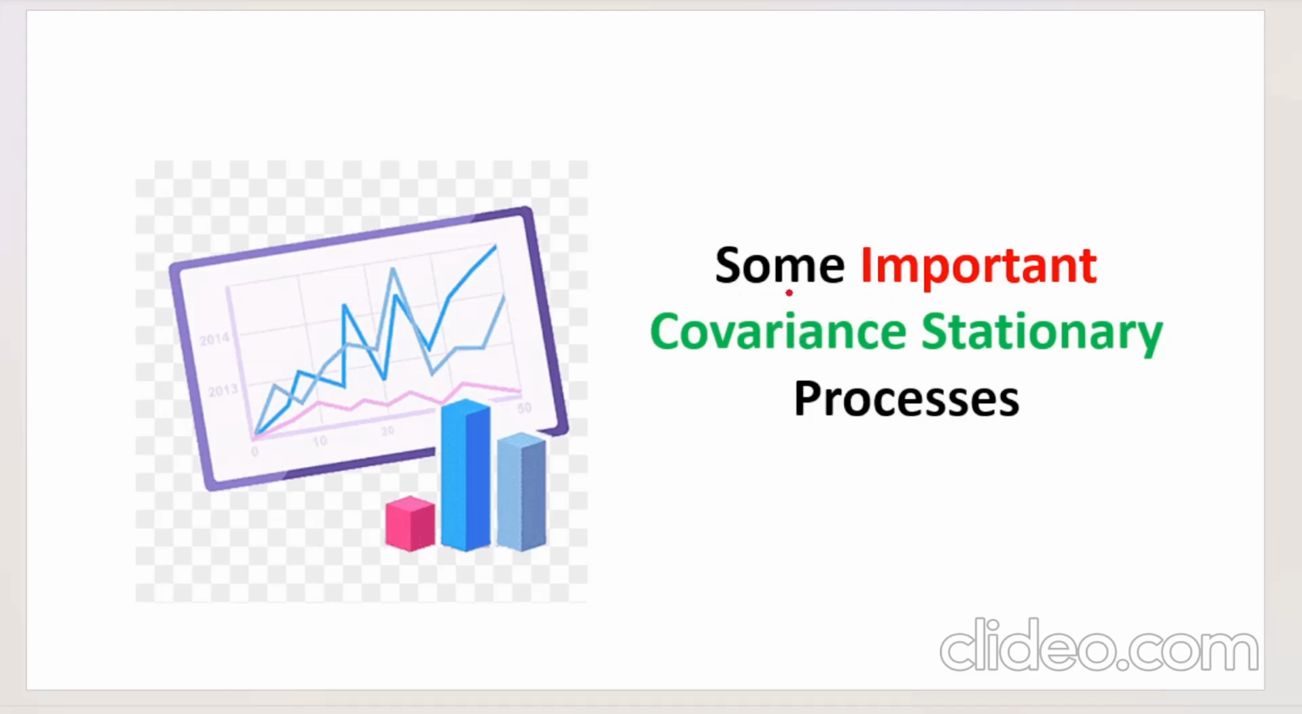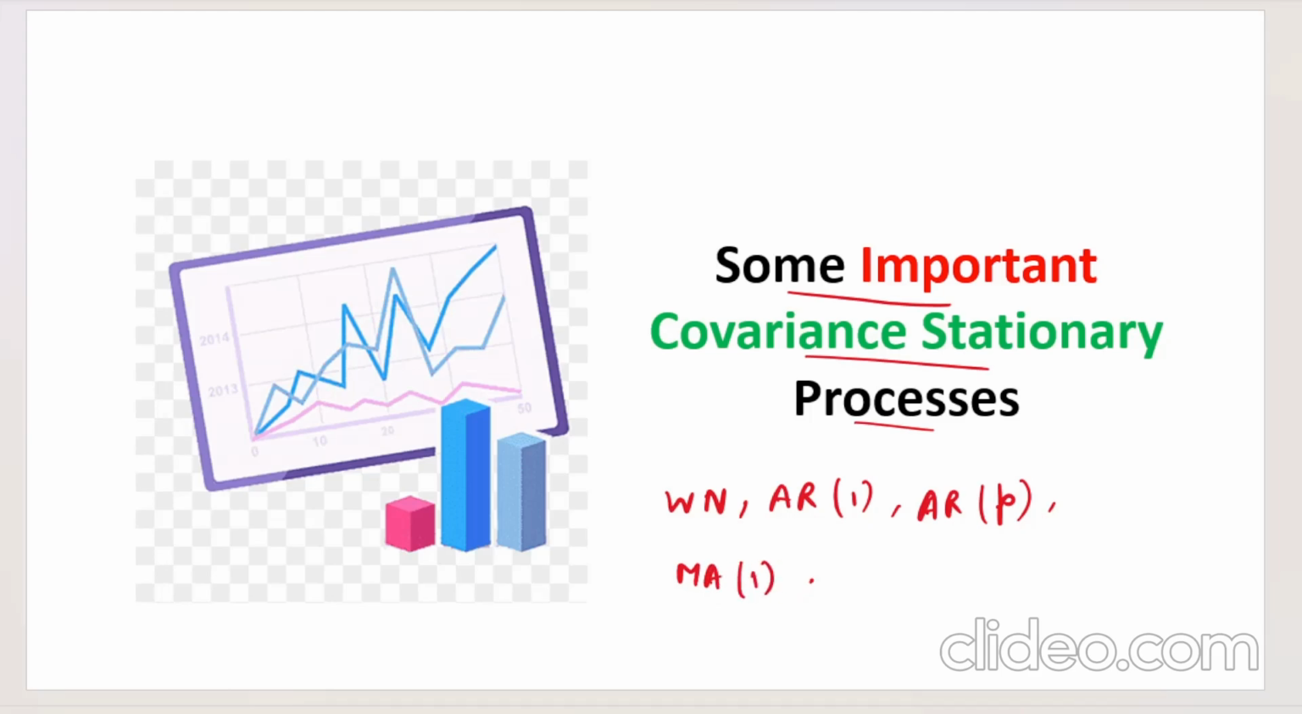We were studying some important covariance stationary processes, and up till now we have already covered the white noise process, and then we moved into the autoregressive processes where we understood the autoregressive process of order 1 and of order p. After finishing this we went into the moving average processes. We also saw the moving average process of order 1, of order q, and of order infinity, right? So we have already covered these things.